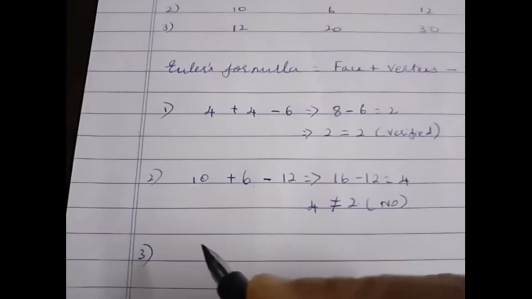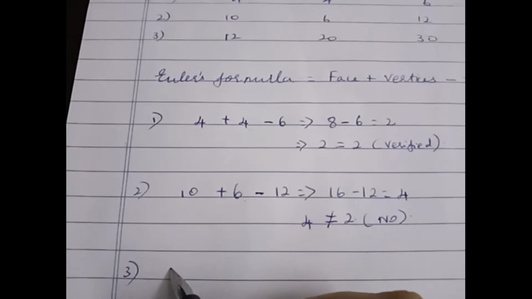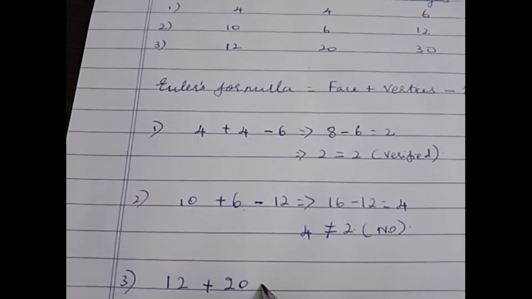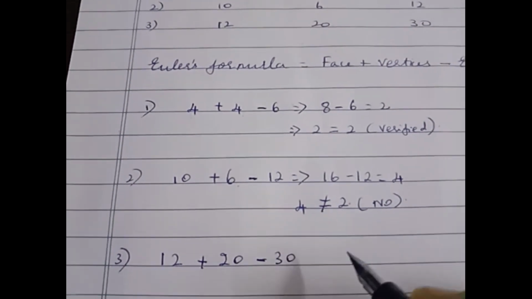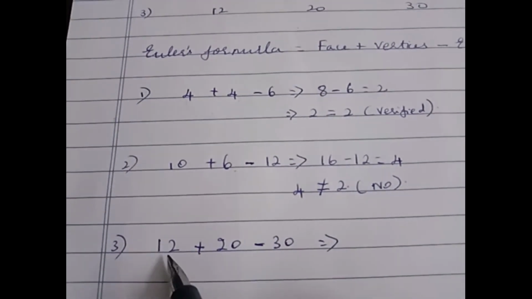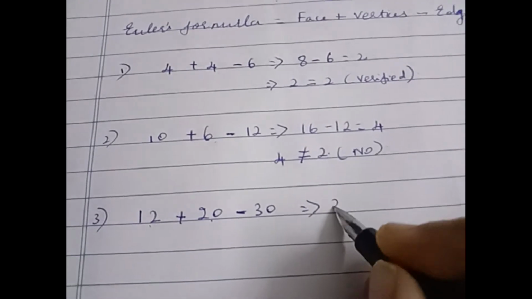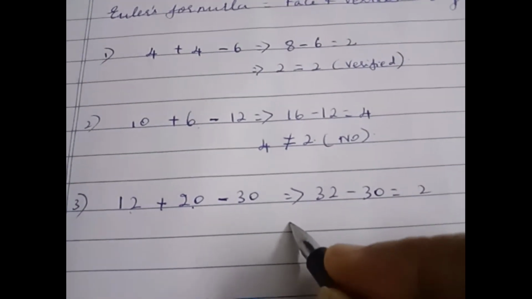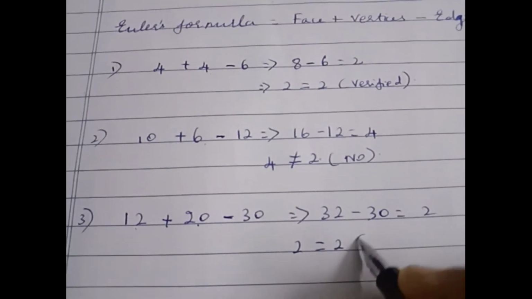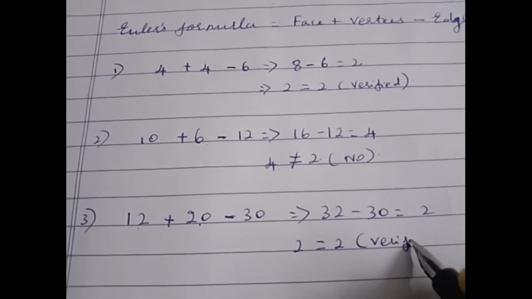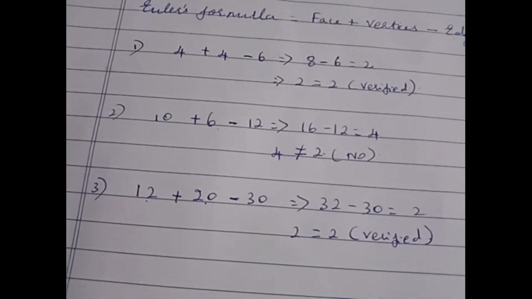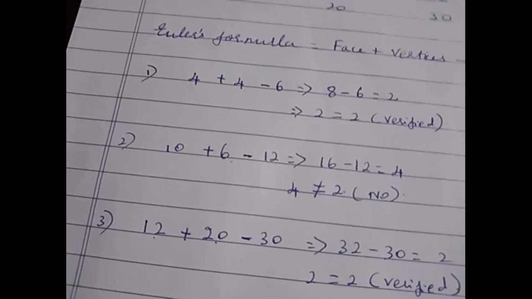And third one, faces they given 12, vertices is 20 minus 30. 12 plus 20 is 32, 32 minus 30 is equal to 2. Which is 2 is equal to 2. Verified. Now the remaining 2 sums do as a homework.